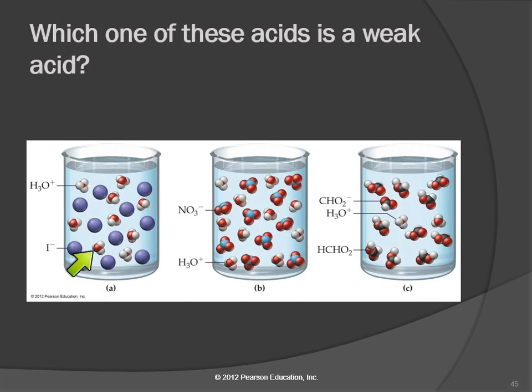So here, these are hydronium ions. Hydronium ions are represented as 3 white balls and a red ball. And then we've got iodide here. In this one, we've got hydronium ions and nitrate ions. And over here, we've got hydronium ions, and we've got CHO2 minus ions, but we also have the intact acid. So this is the weak acid. The other two are pictures of strong acids.